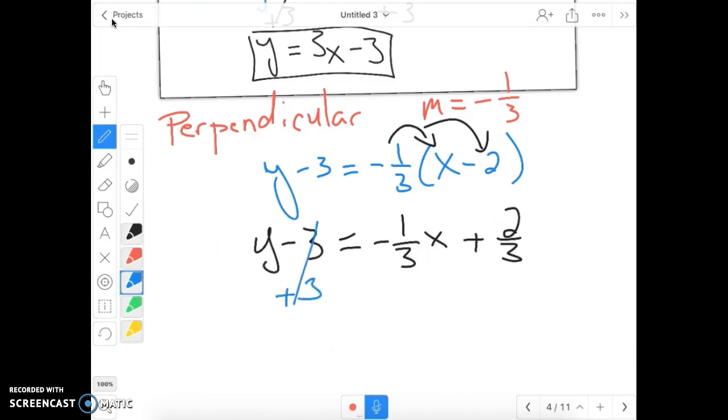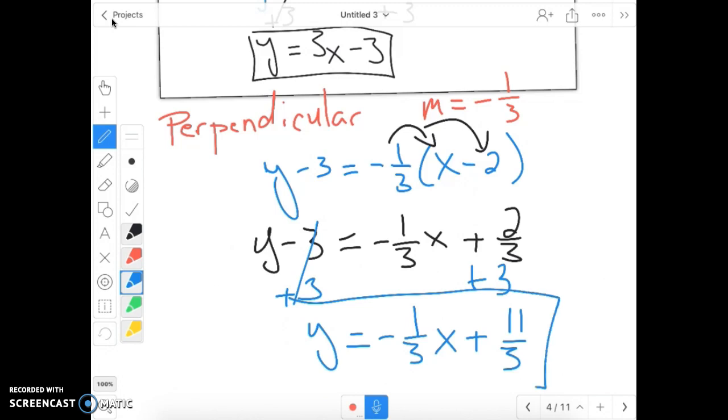Add 3 to both sides. I could either think of this as 9 over 3 and add 2 to get 11 over 3, or actually I think I will do that. But that would simply reduce to 3 2/3 if I simplified that. So there is our perpendicular line.